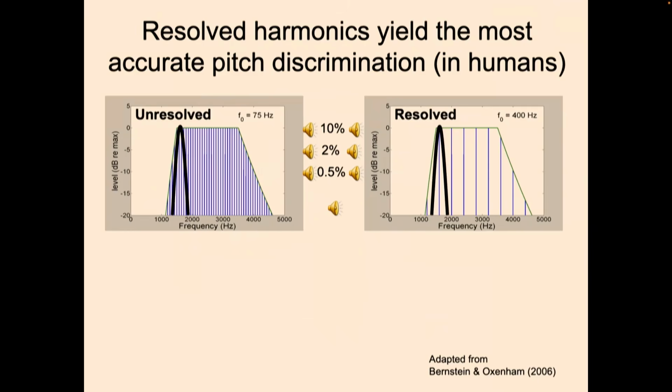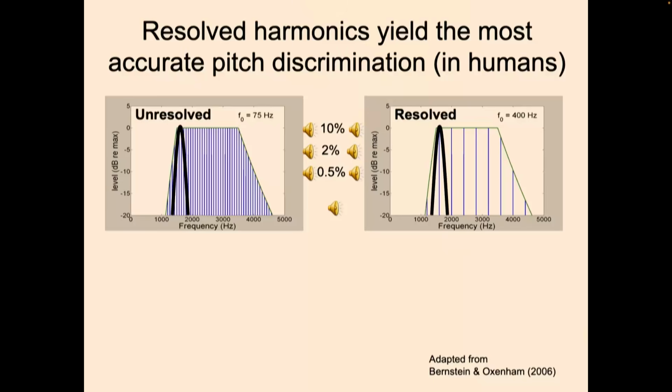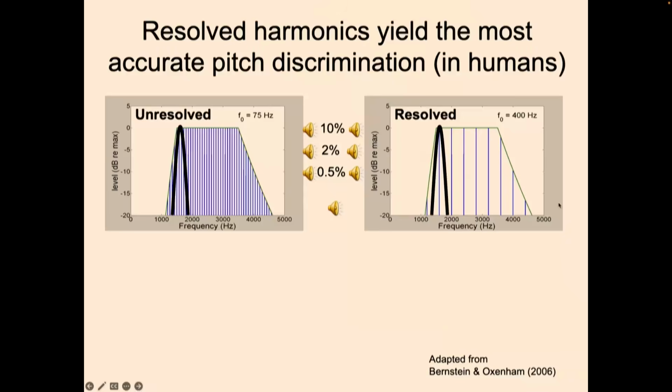All right, so here's a demo of that. So this is an example trial from an experiment. And so on this particular experiment, there are 3 stimuli, and you have to say which of them has a different pitch from the others. Okay, so let's start with something easy. One, 2, or 3? 3, good, okay. So this was a stimulus that contained resolved harmonics, okay?